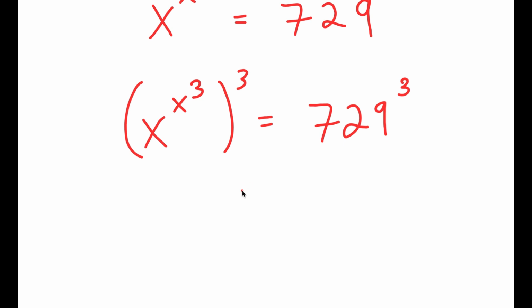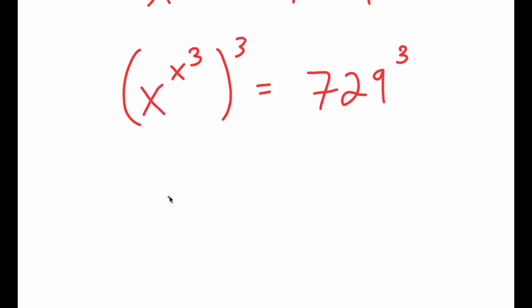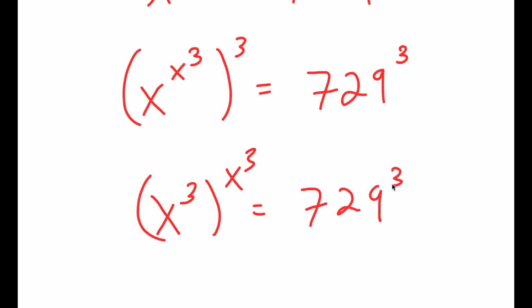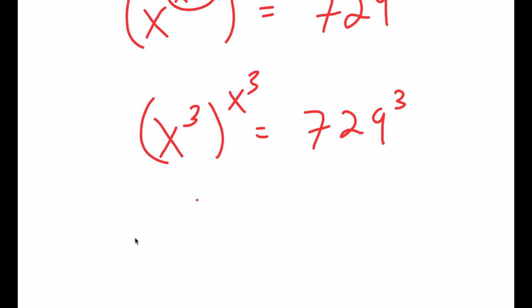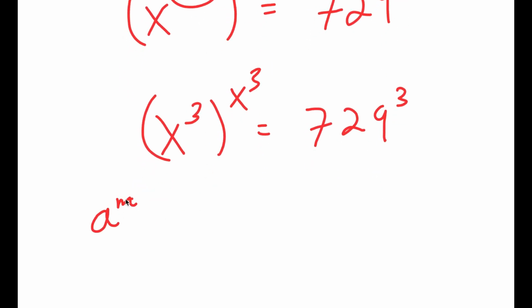Now from here, I can rewrite this as x to the power of 3 to the power of x to the power of 3 is equal to 729 to the power of 3. So what I did was I switched the places of 3 and x to the power of 3 because if I have something in the form a to the power of m to the power of n, this is equal to a to the power of n to the power of m.